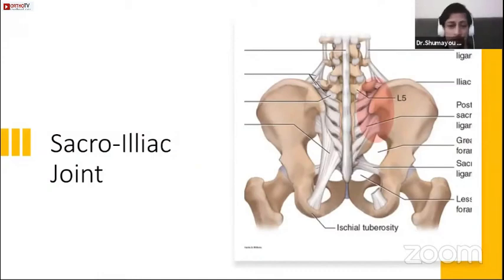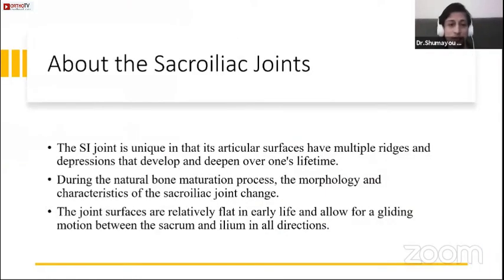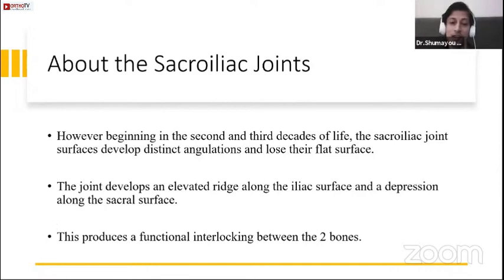Next, coming to the sacroiliac joint. A few interesting parts about the sacroiliac joint. It's unique in the sense that its articular surface has multiple ridges and depressions that develop and deepen over one's lifetime. During the natural maturation process, the morphology and characteristics of the SI joint will change. The joint surface is relatively flat in earlier life, allowing for a good amount of movement in all directions. However, as life progresses in the second and third decade, the joint surface will develop distinct angulations, and that flat smoothness it's going to lose. This in turn will help the two bones lock in with each other and give functional stability.